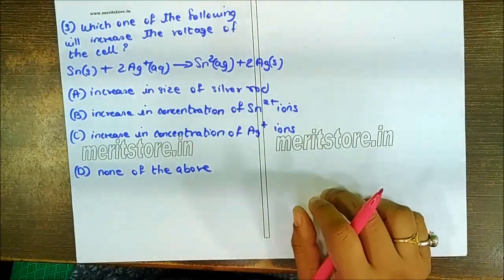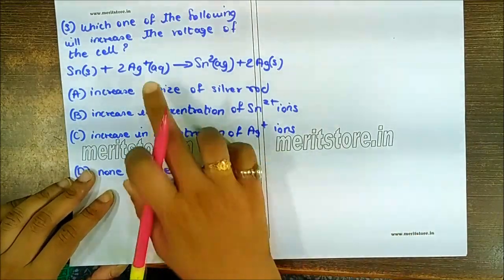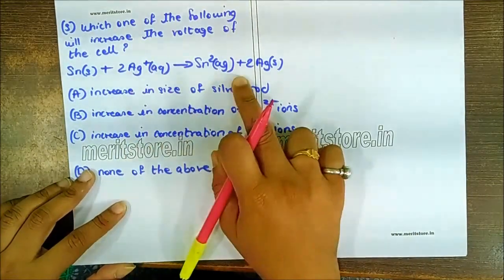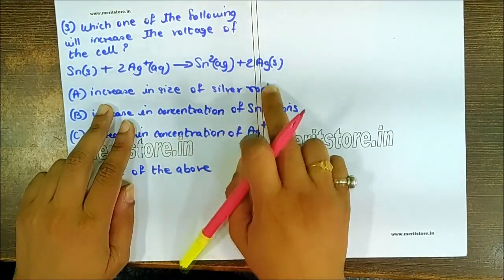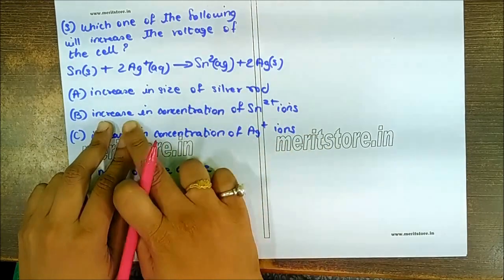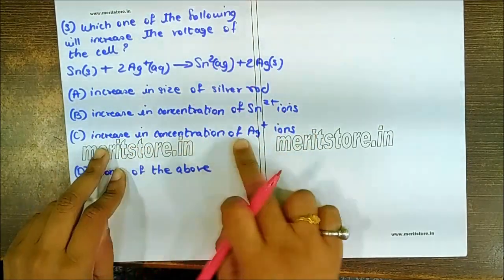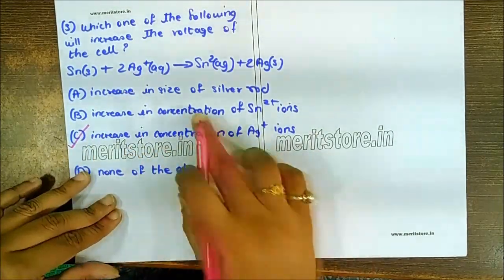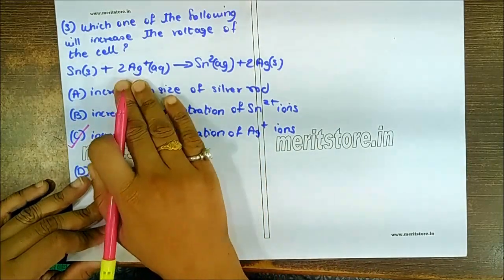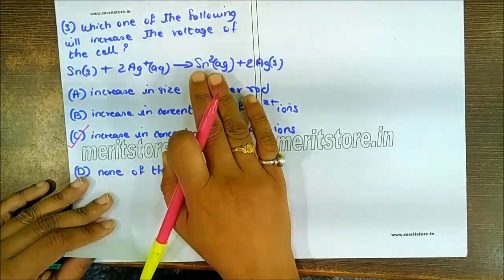Question number 3 is which one of the following will increase the voltage of the cell? The voltage of the cell will be increased for this reaction only if the reaction goes in the forward direction. Increase in the size of the silver electrode, this is a product increase. Increase in concentration of Sn2+, this is again something related to the product. Increase in concentration of Ag+, yes, this will be the option, because increase in concentration of Ag+, that is increase in concentration of reactant, will proceed the reaction in the forward direction and hence voltage will increase.